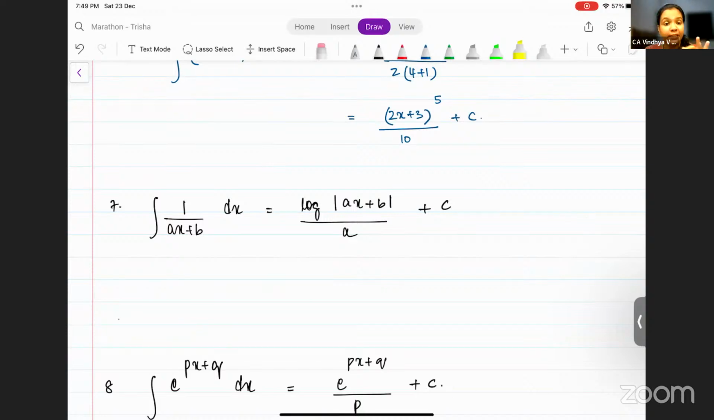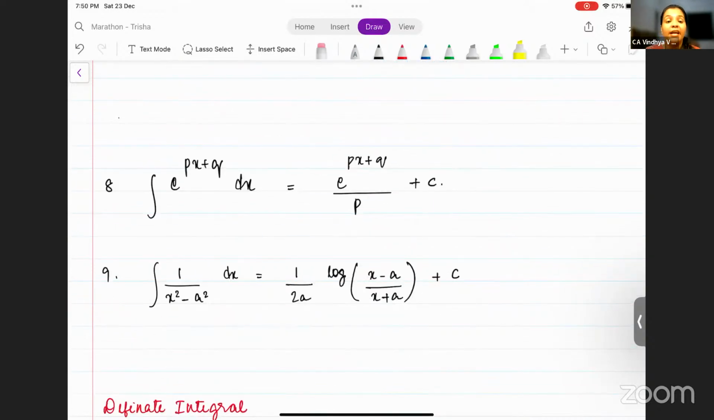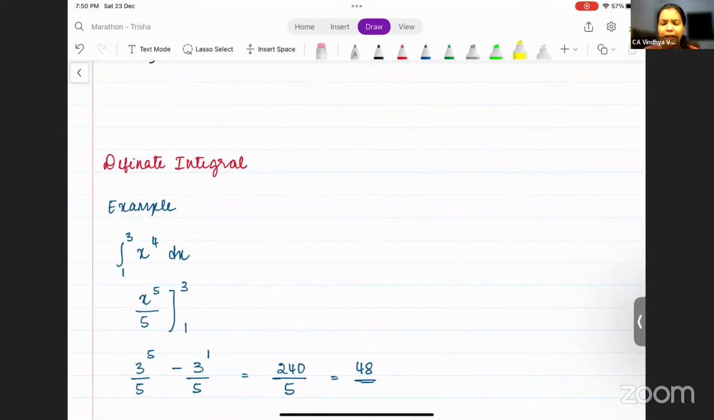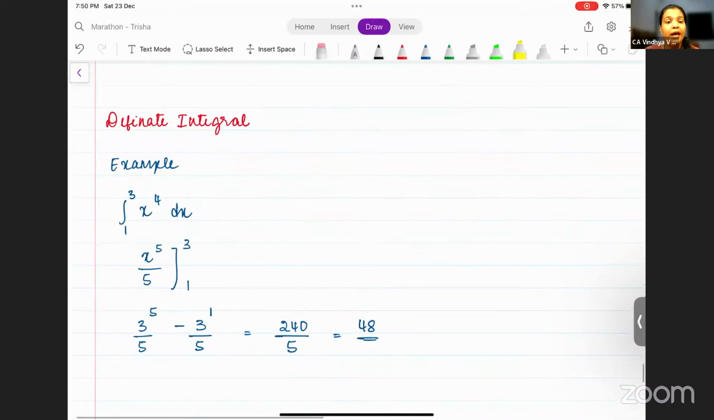Okay, next is integration of 1 by ax plus b dx, which is log of mod of ax plus b divided by a plus c. Next, you have integration of e to the power px plus q, which is e to the power px plus q divided by p plus c. And then you have integration of 1 by x square minus a square, which is 1 by 2a into log of x minus a divided by x plus a plus c. Okay, these are a few important formulas that you need to remember.